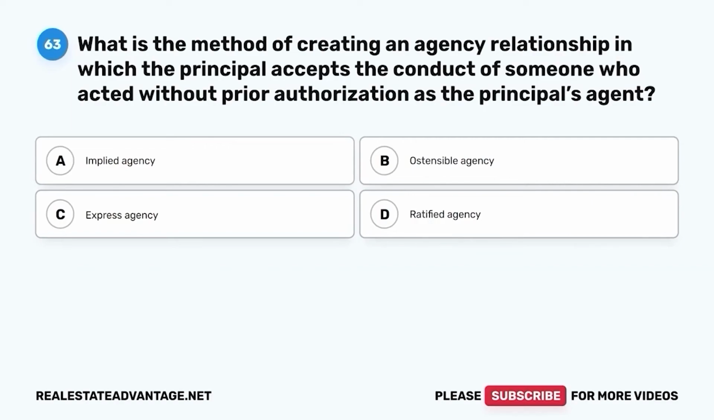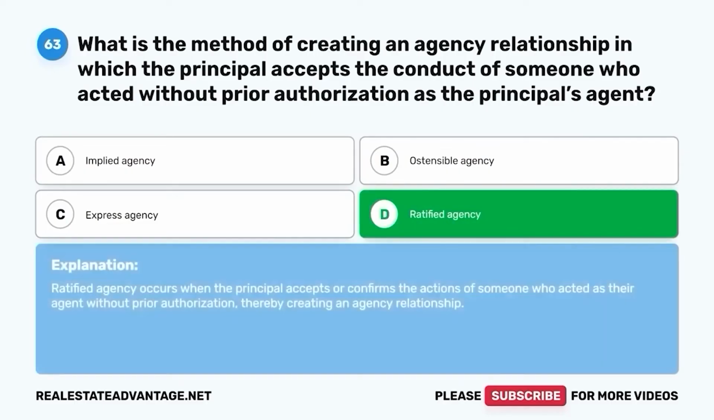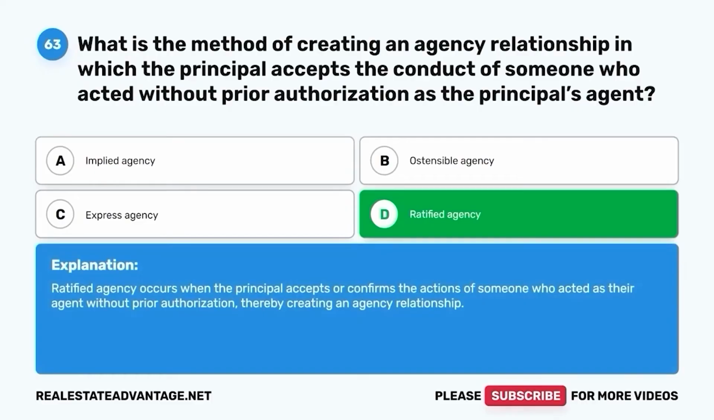Question 63. What is the method of creating an agency relationship in which the principal accepts the conduct of someone who acted without prior authorization as the principal's agent? A. Implied agency. B. Ostensible agency. C. Express agency. D. Ratified agency. The correct answer is D. Ratified agency. Ratified agency occurs when the principal accepts or confirms the actions of someone who acted as their agent without prior authorization, thereby creating an agency relationship.